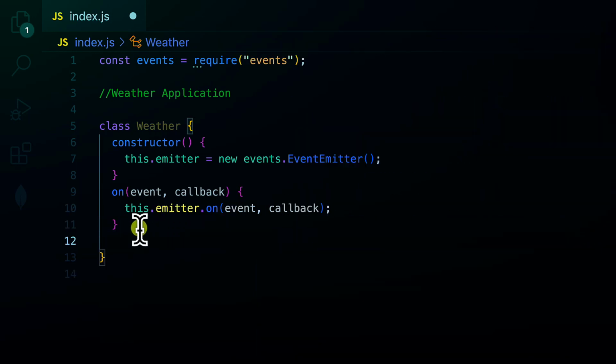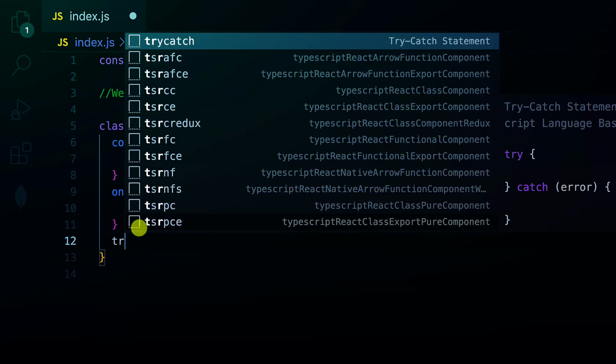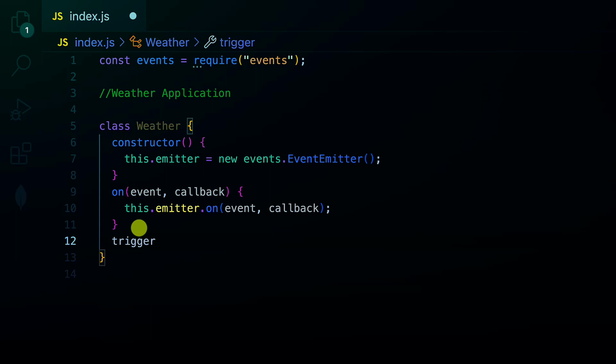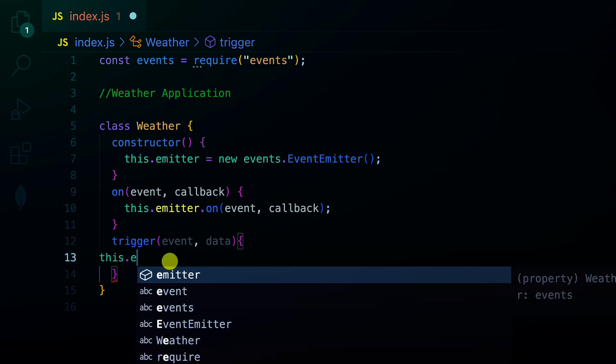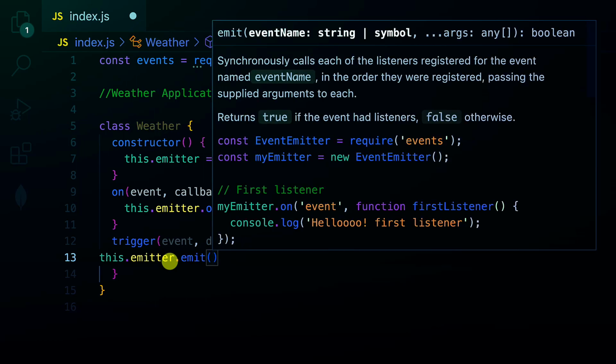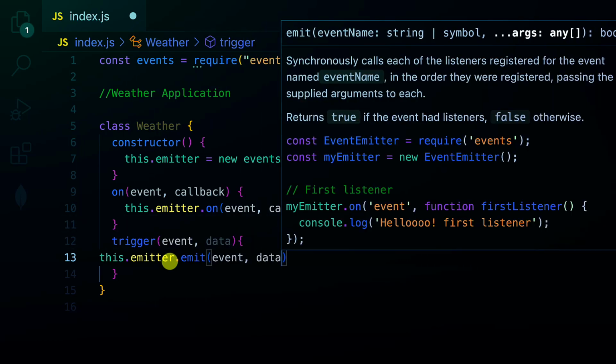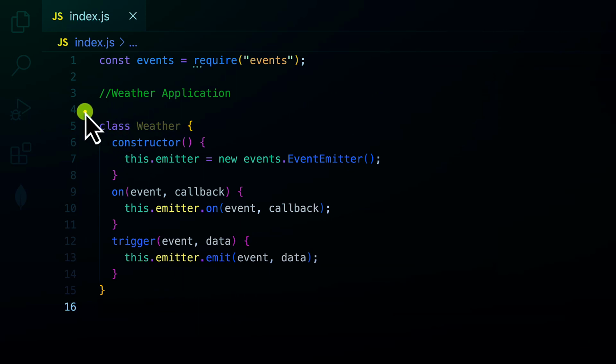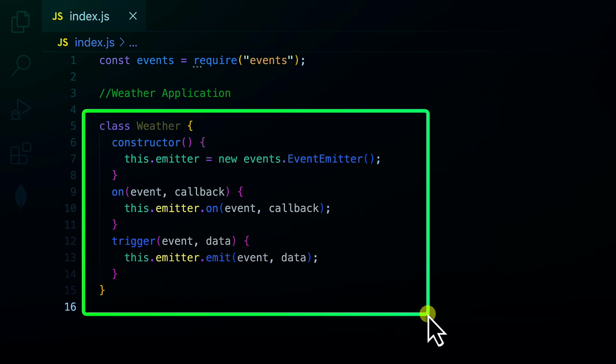The last method is going to be the trigger method, and it goes like this. Trigger, and for trigger we need the event and then the data that we want to trigger, as we have spoken about. We pass in the event, then the actual data, and over here we are going to use this.emitter.emit and pass in the event and then the actual data. So now we have a complete application that creates events and listens to an event.